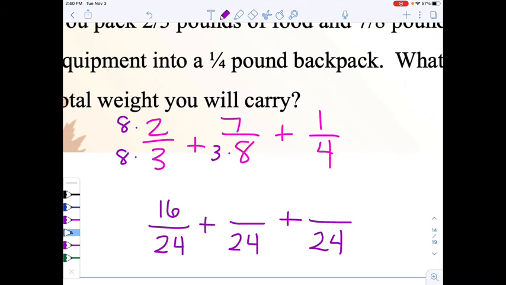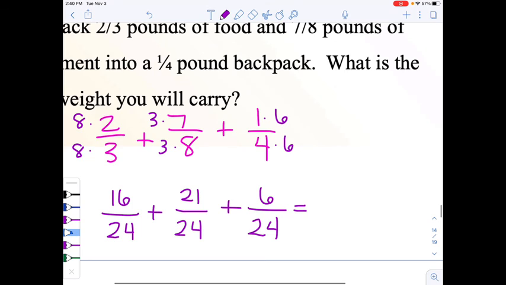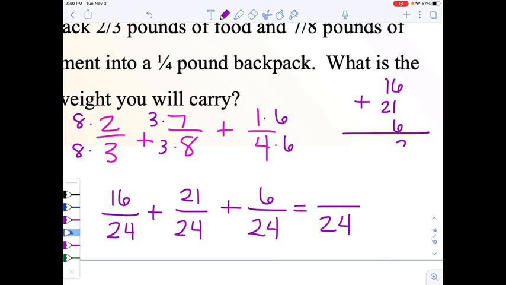8 times 3 is 24. 7 times 3 is 21. And then 4 times 6 is 24. 1 times 6 is 6. So now, since they all have the same denominator, I know my denominator stays the same. And then I'm just going to add together 16 plus 21 plus 6. And I get 43.